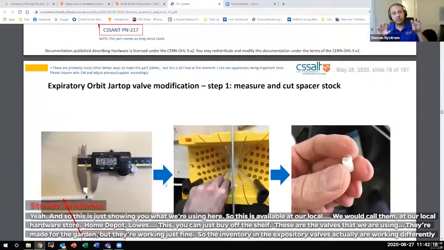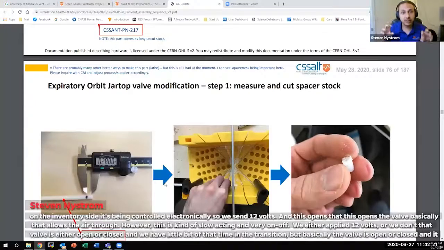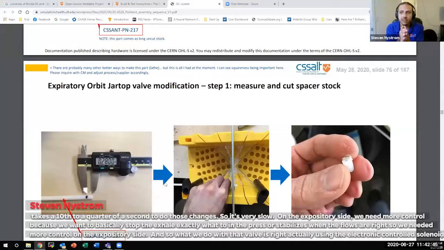So the inspiratory and the expiratory valves are working differently. On the inspiratory side, it's being controlled electronically. So we send 12 volts, and this opens the valve basically that allows the air through. However, this is kind of slow acting and very on-off. We either apply 12 volts or we don't. That valve is either open or closed, and we have a little bit of time in the transition. But basically, the valve is open or closed, and it takes a 1/10 to a 1/4 of a second to do those changes. So it's very slow.